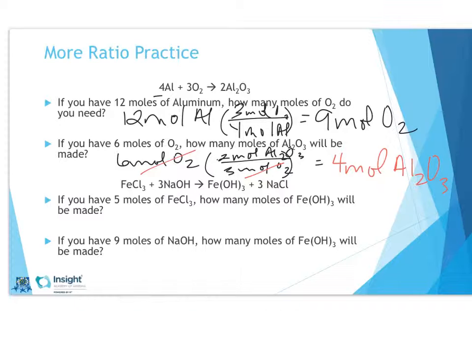Now that you have some answers to compare, I always put what I know from my problem on the outside. I have 5 moles of iron chloride, FeCl3. And then iron chloride has an invisible 1 in front of it, so I'm going to have 1 mole FeCl3 on the bottom. And then I'm going to FeOH3, which also has an invisible 1 on it.